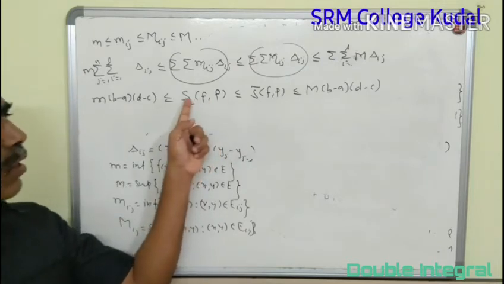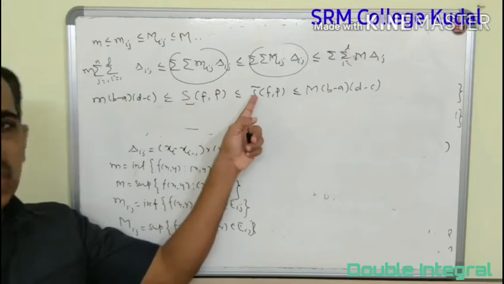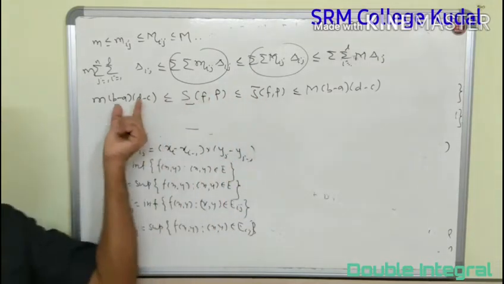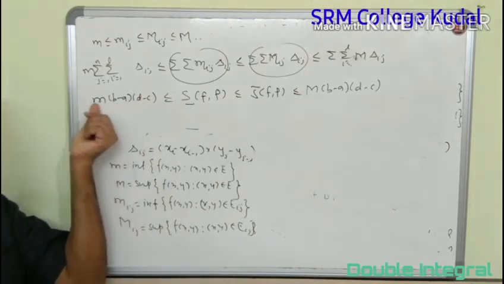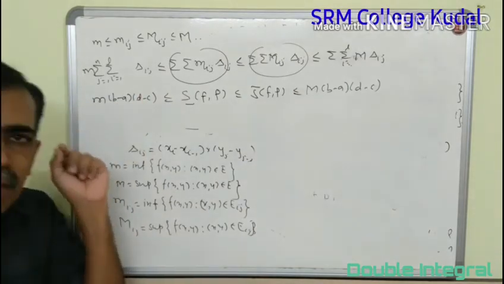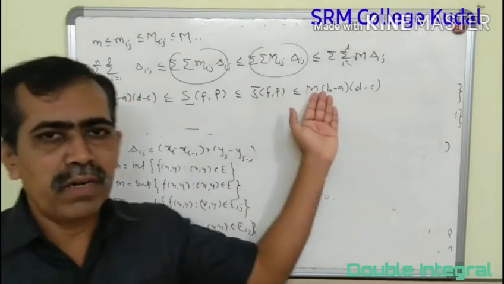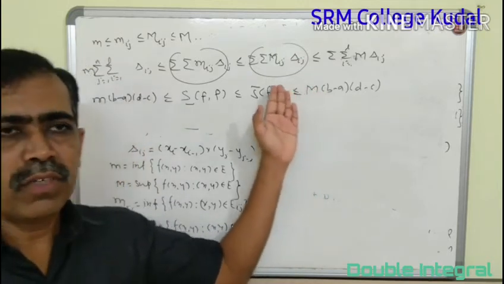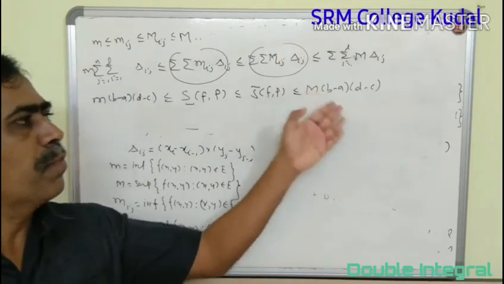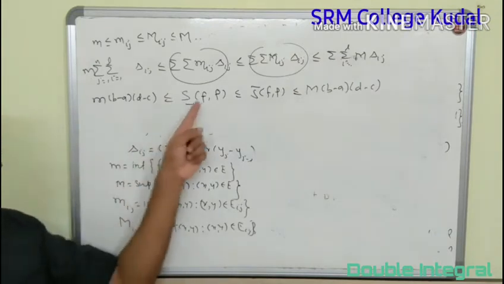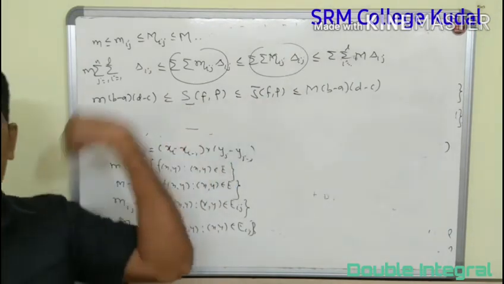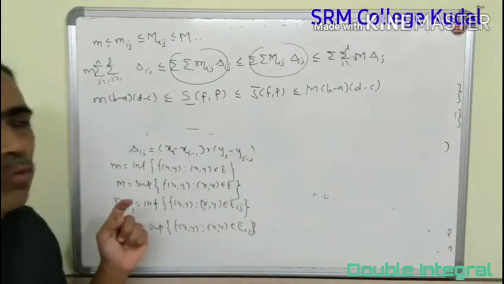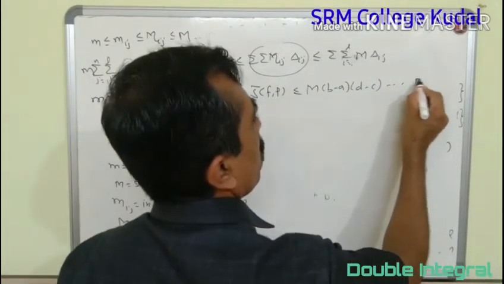Each lower sum and each upper sum will lie between these two finite numbers, because the area of the rectangle is a finite number, and this is the infimum value of the function, again a finite number. This is area times a finite value of the function, because it is a bounded function, so it is the supremum value. So every lower sum and upper sum of f with respect to any partition always lies between these two numbers. I will call this equation number 2.